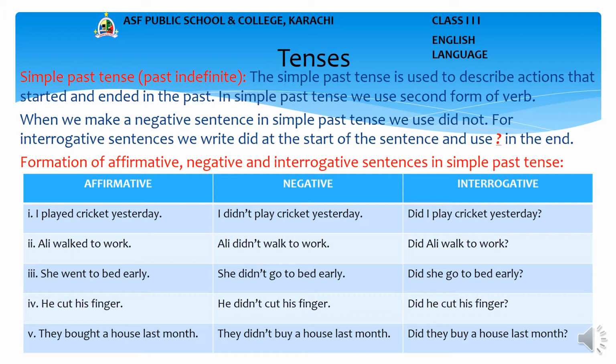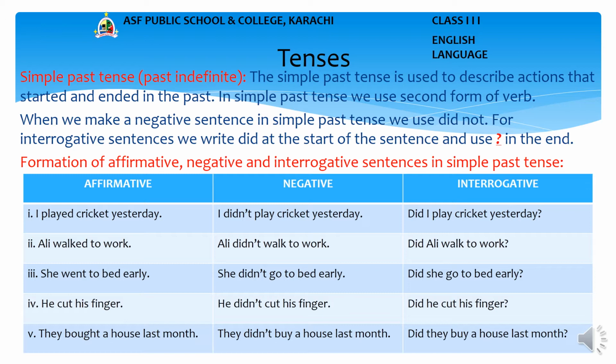Now look at example number 1 of affirmative sentence. I played cricket yesterday. In simple past tense, we use the second form of verb with all singular and plural nouns and pronouns. Here in this sentence, played is the second form. Now you can see the negative sentence. I didn't play cricket yesterday. When we make a negative sentence of past tense, we use did not and change the second form to first form. In this sentence, play is the first form.